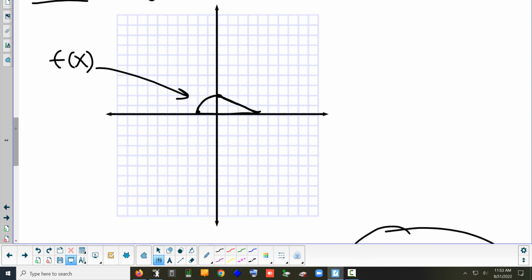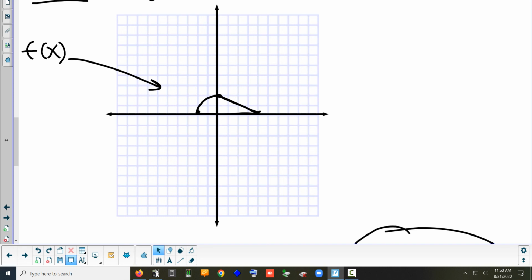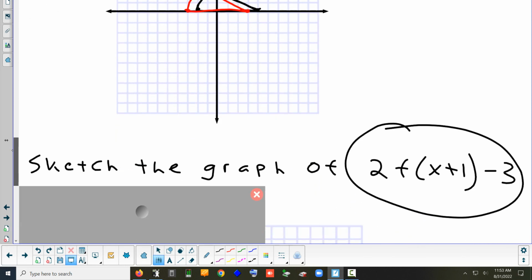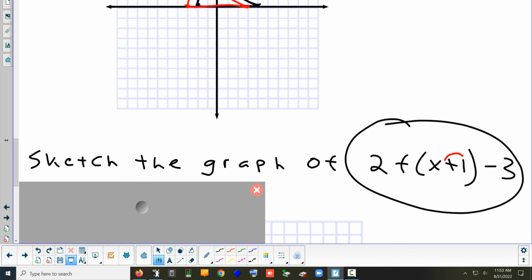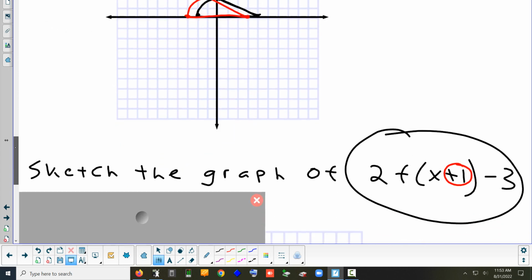Okay, so let's start with that. To shift this 1 unit left, we're literally going to take every point and just move it left 1. 1, 2, 3. So there's your sketch shifted left 1. What I'll do is I'll put this in red so you know what we just did. So that was the red.